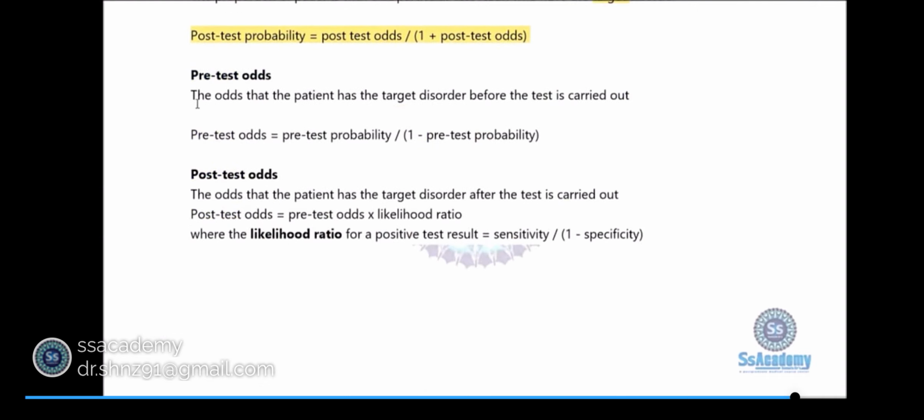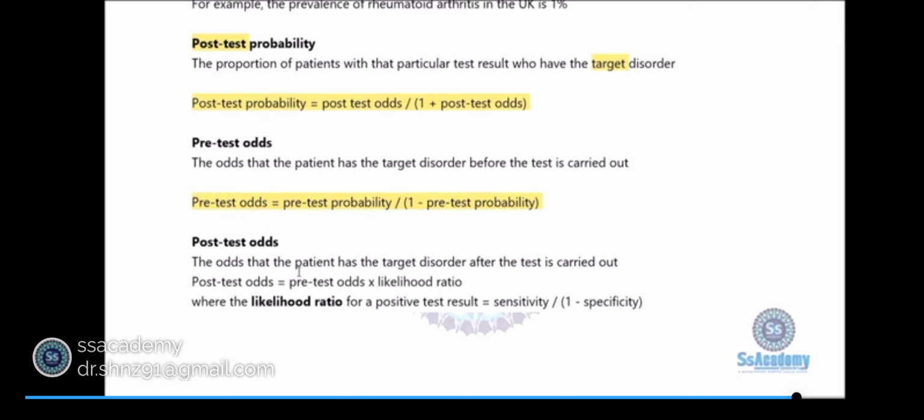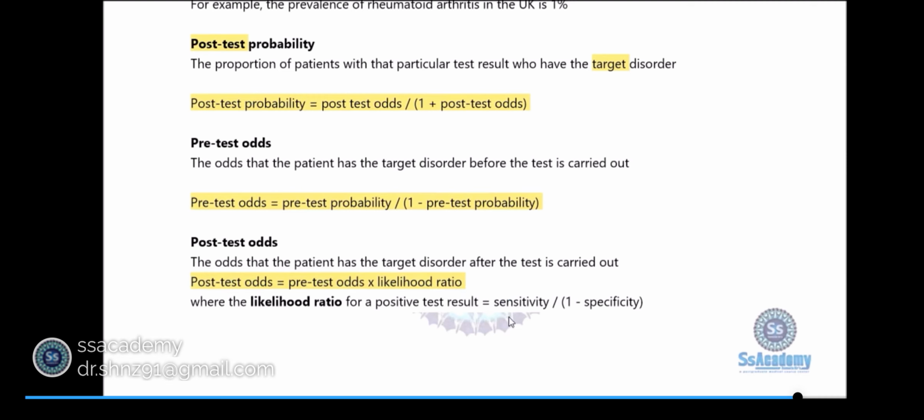Another is the pre-test odds. Pre-test odds equal pre-test probability divided by 1 minus pre-test probability. Post-test odds: the odds that the patient has the target disorder after the test is carried out, equal pre-test odds multiplied by the likelihood ratio. The likelihood ratio for a positive test result equals sensitivity divided by 1 minus specificity.